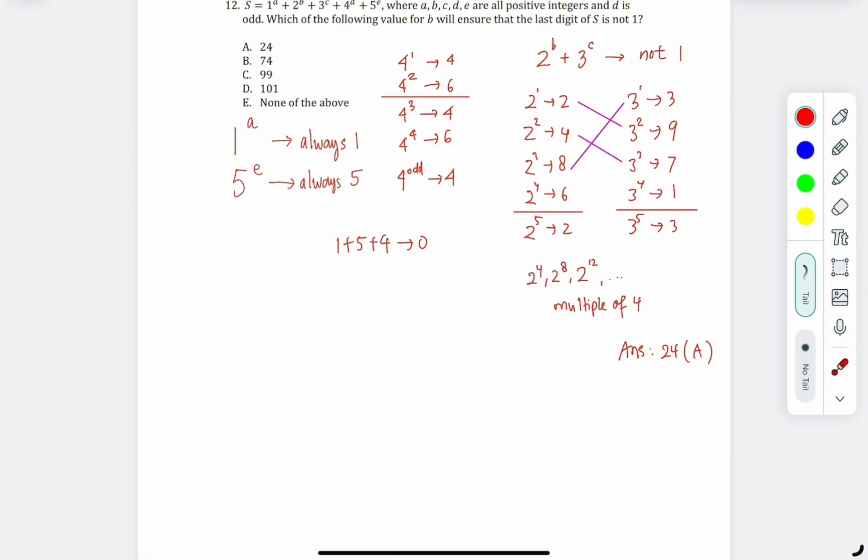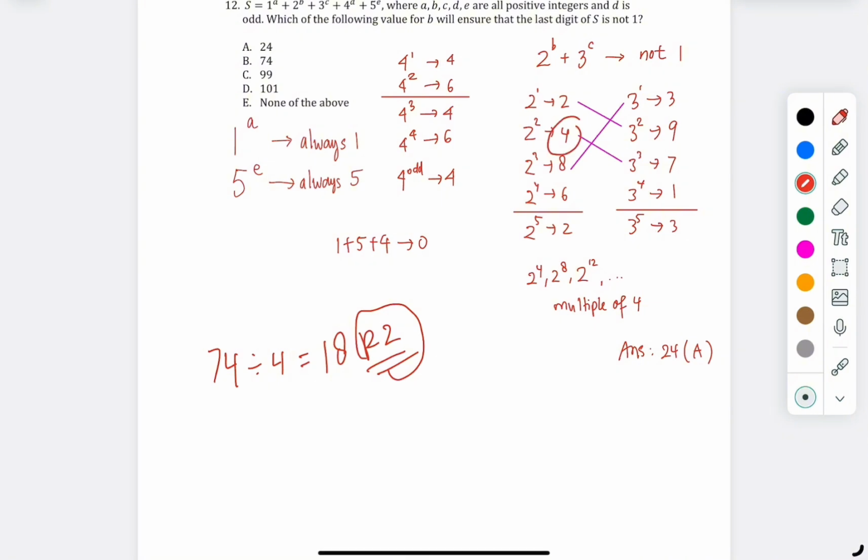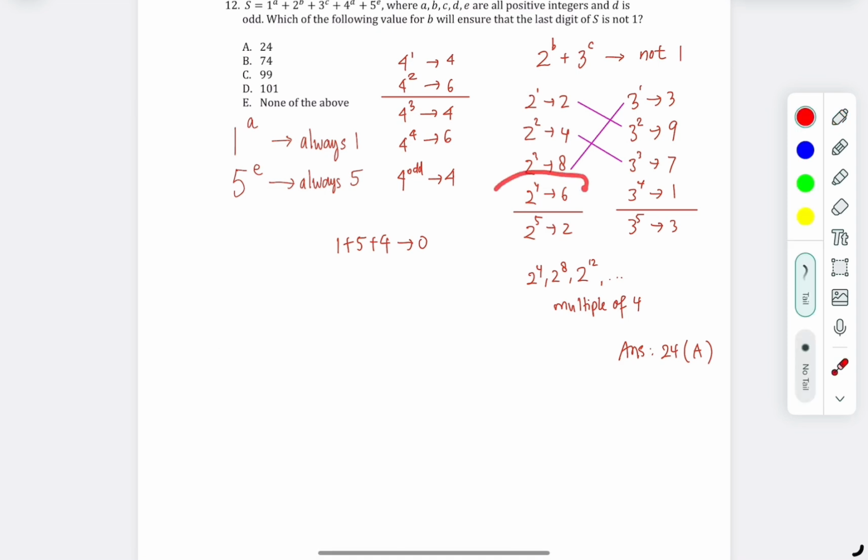So that means we just need to find the multiple of 4 in the options. So we have our 24. For 74, since 74 divided by 4 is 18 remainder 2, this remainder 2 will give us 4. So that will not ensure that the last digit is not 1, because there's a 25% chance of it being 1. So in this case, we need to find the answer that is a multiple of 4. So that's why our answer for this question is A.